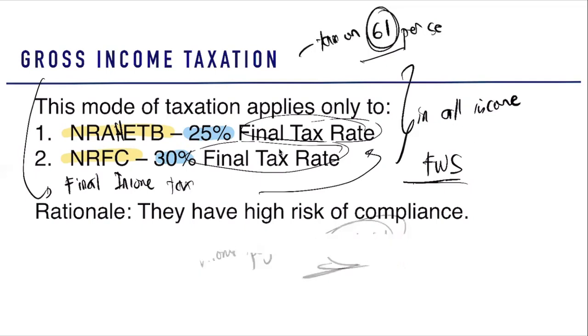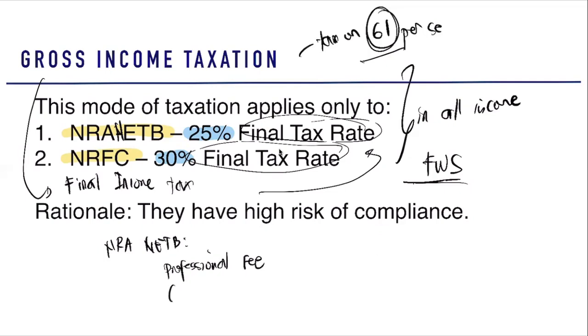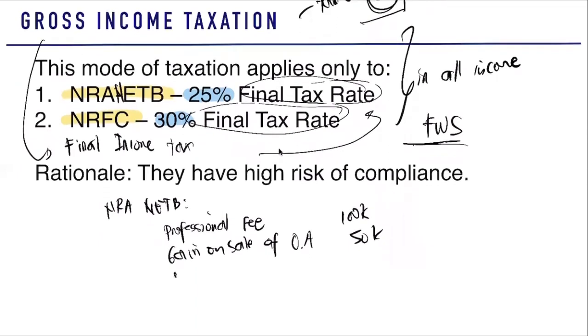So, for example, NRA and ETB has the following income. It has a professional fee. Gain on sale of ordinary asset, 50,000. 100,000 is the professional fee. Let's say it has a royalty. It has a royalty fee of 300,000. How do we tax this?